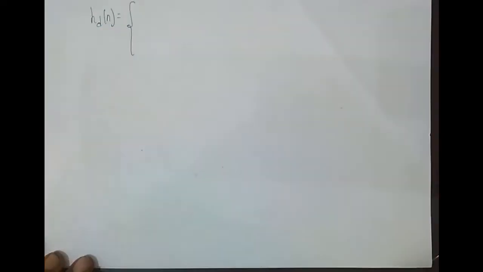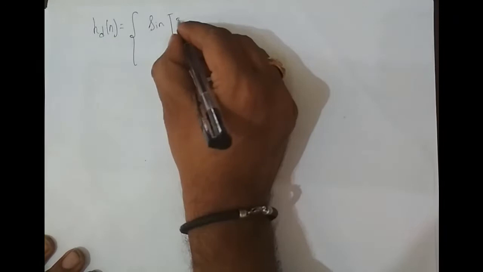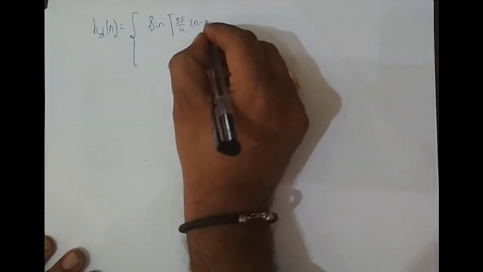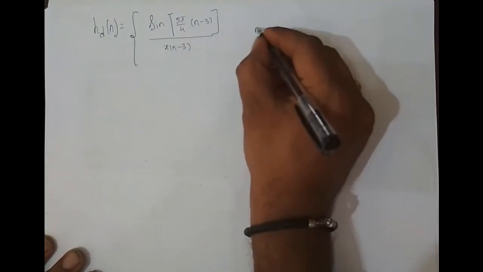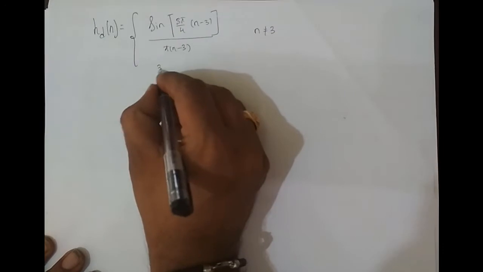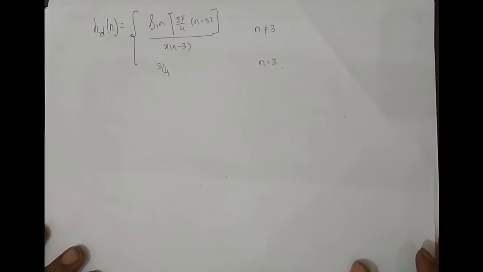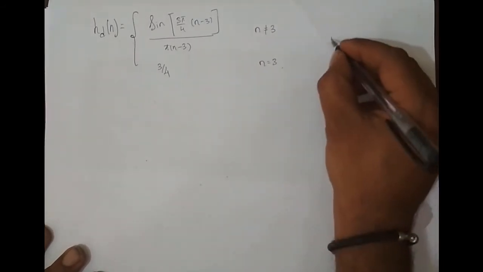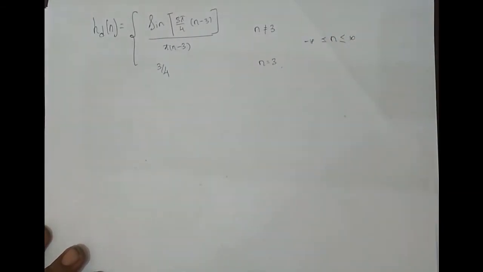So if I combine these two conditions, I end up with hd of n is equal to sine of 3 pi by 4 into n minus 3 divided by pi into n minus 3, for n not equal to 3, and it is equal to 3 by 4 for n equal to 3. So this is our hd of n. And n is varying from where to where? It's a non-periodic signal, so n is varying from minus infinity to infinity.